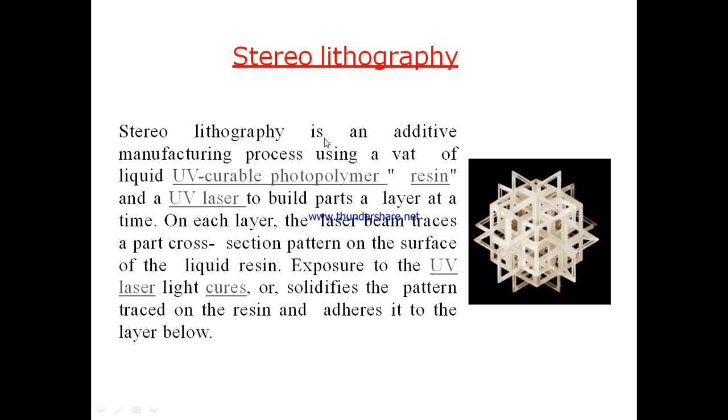Myself, S.S. Dugre. And today we are going to understand what is stereolithography. It is one of the methods of rapid prototyping. So, what is the introduction of stereolithography? Stereolithography is an additive manufacturing process using a vat of liquid UV curable photopolymer resin and a UV laser. That means we require two things, one resin and another UV laser, to build a part, a layer at a time.